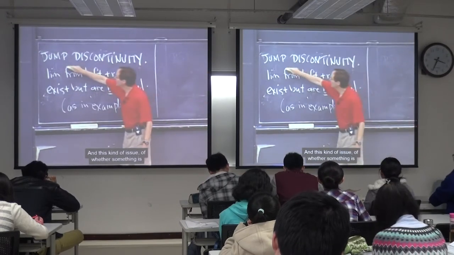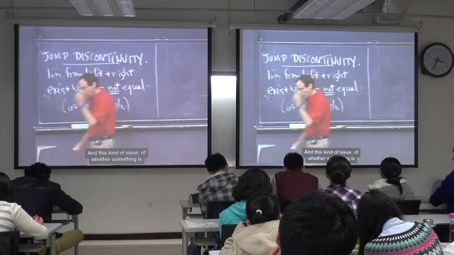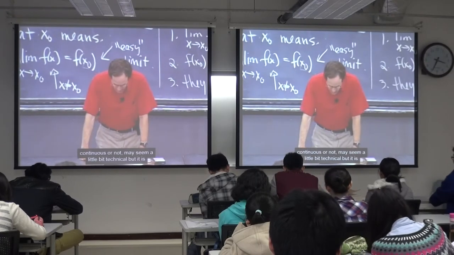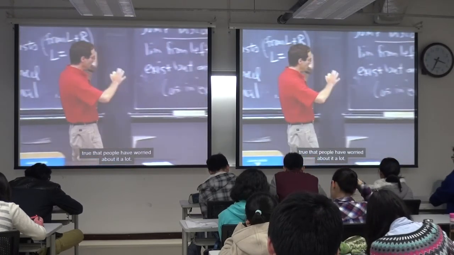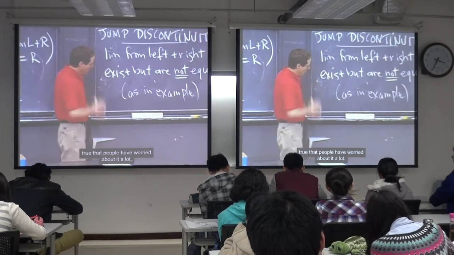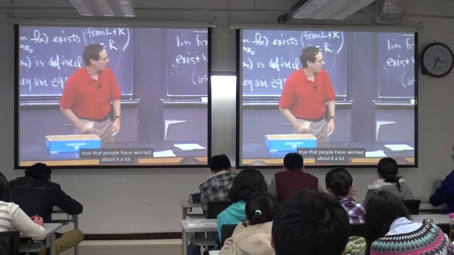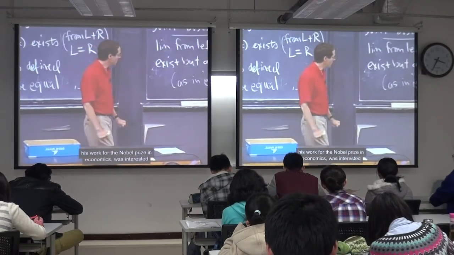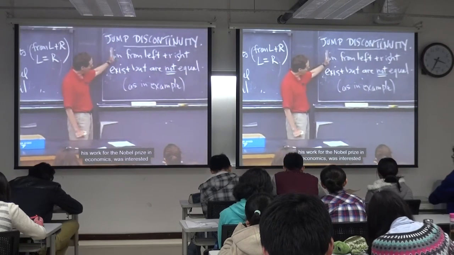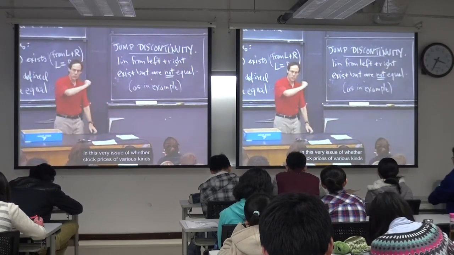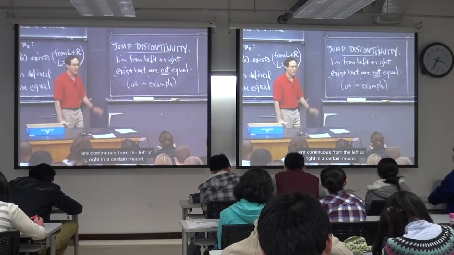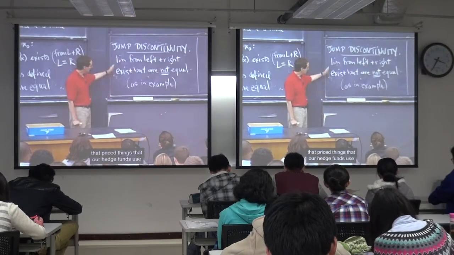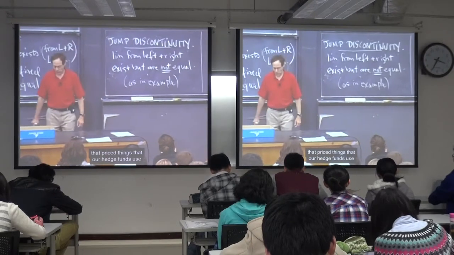And this kind of issue of whether something is continuous or not may seem a little bit technical, but it is true that people have worried about it a lot. Bob Merton, who was a professor at MIT when he did his work for the Nobel Prize in economics, was interested in this very issue of whether stock prices of various kinds are continuous from the left or right in a certain model. And that was a very serious issue in developing the model that priced things that hedge funds use all the time now.